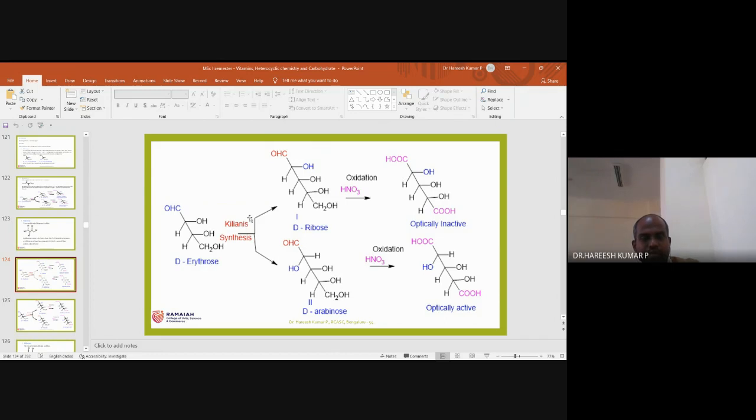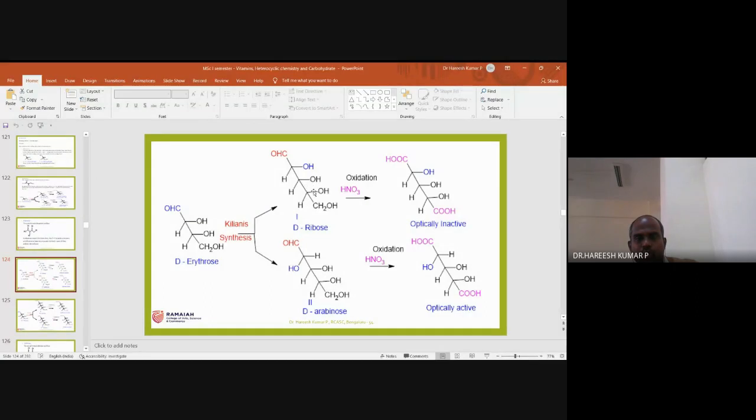D-erythrose, when it is subjected to Kiliani synthesis, the aldehyde that is present is converted into OH. One more CHO group is introduced by the Kiliani method of synthesis. In this method, if the newly formed hydroxy is going on the right hand side, then it's called ribose. If the newly formed hydroxy group is coming on the left hand side, then it is called arabinose.